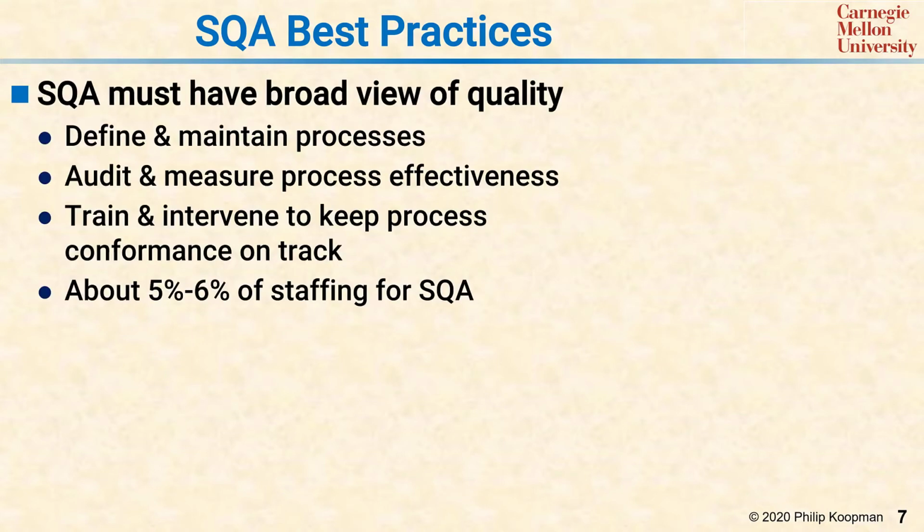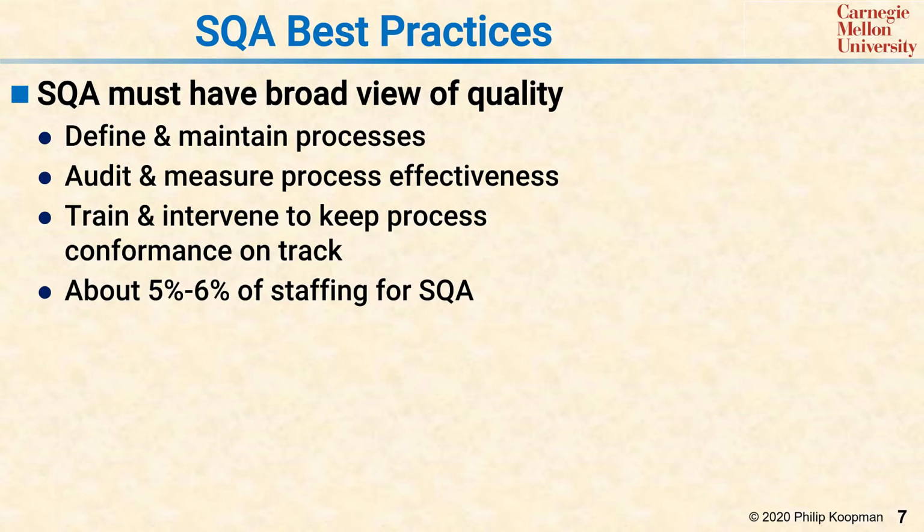Here are some best practices for software quality assurance. SQA must have a broad view of quality. SQA defines and maintains the processes, audits the execution of the processes, and measures the effectiveness of the process at ensuring high-quality software. SQA also trains and intervenes to keep the process on track.